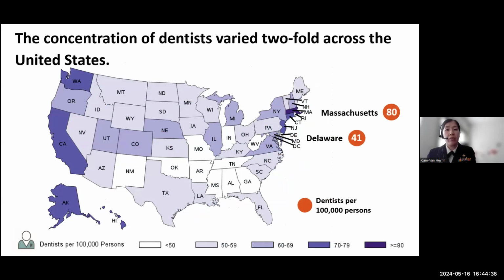Here, the darker purple represents a higher concentration of dentists per 100,000 persons. Concentration of dentists varied twofold across the US in 2022. Massachusetts had 80 dentists per 100,000 persons, while Delaware had 41 dentists per 100,000 persons. And states in the South region had a lower concentration of dentists.